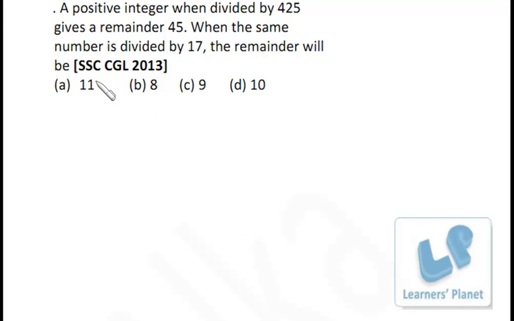Similar question from the same paper, maybe from another set. When divided by 425 a number gives a remainder 45, and the same number is divided by 17. What will be the remainder? That means your number is 425a plus 45. We have just discussed this, so I will not write down the entire story once again. Now you have to divide it by 17 and get the remainder.